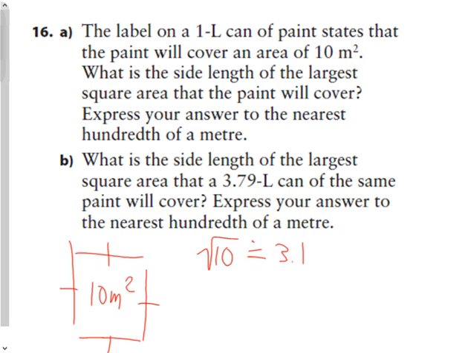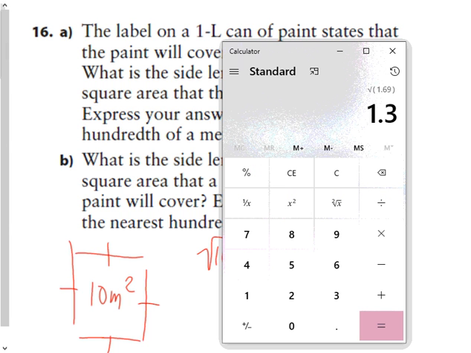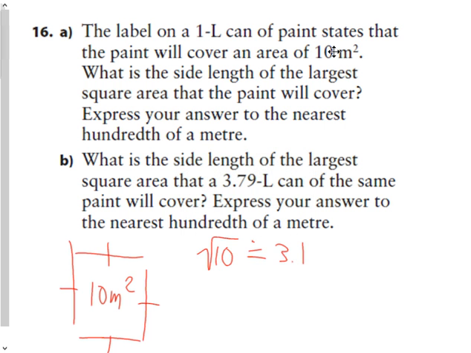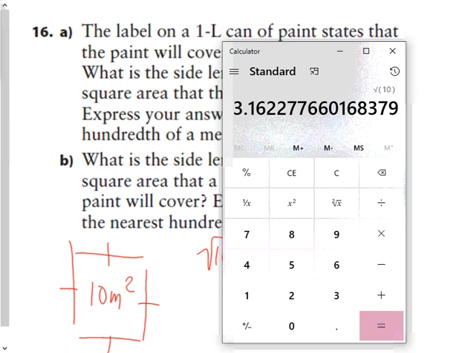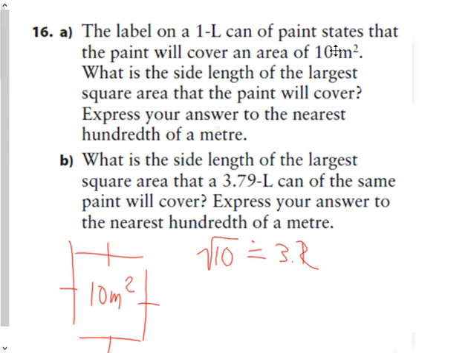But since it doesn't say we can't use a calculator, we'll grab a calculator and ask, what is the square root of 10? It's 3.2. I was off. Oh, it says nearest hundredth of a meter. 3.16, to the nearest hundredth. That's 2 decimal places. So 3.16 meters is the largest side length of a square that will be covered with 10 meters squared.